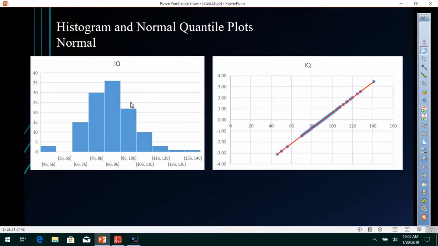Take a look at it. That is good. That means that this data is from a normal distribution. Looks like there might be 2 or 3 over here, but it's all pretty much together. So that is from a normal distribution.